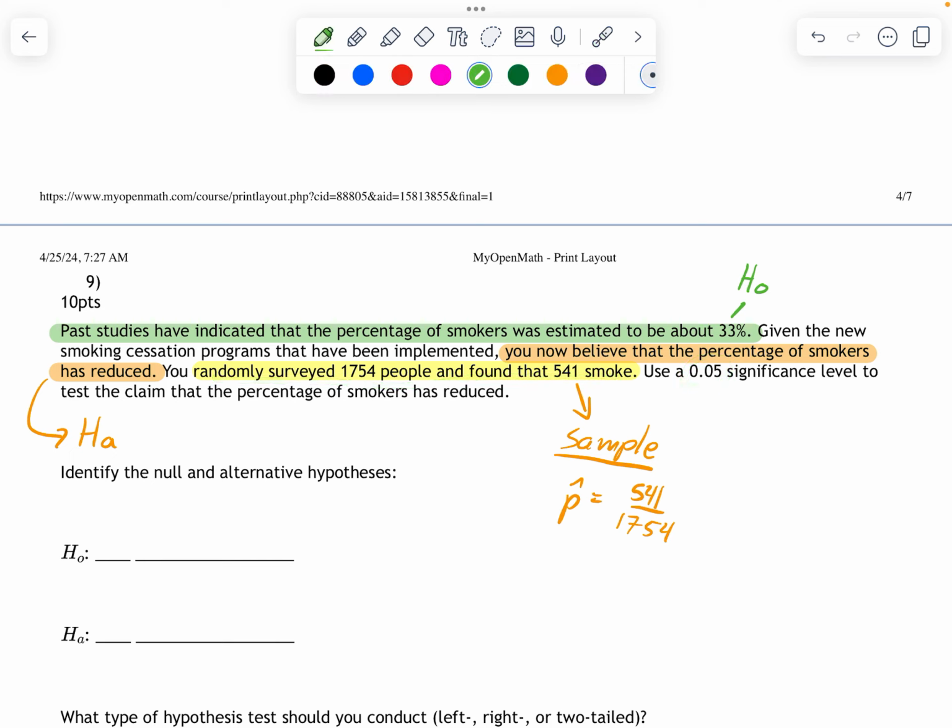So the null is that P, let me see, how does this look for you? For you guys, it's like a drop down, right? So you pick P, and it equals. It's never less than, it's never greater than, it's P equals 0.33. The alternative is that it has reduced, so you have taken your parameter and it has gotten smaller, or less than 0.33.